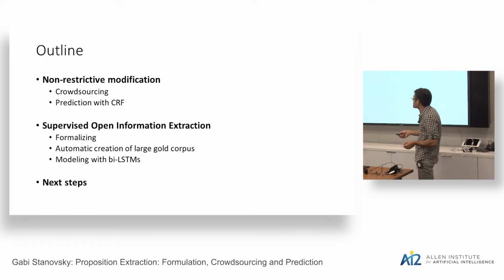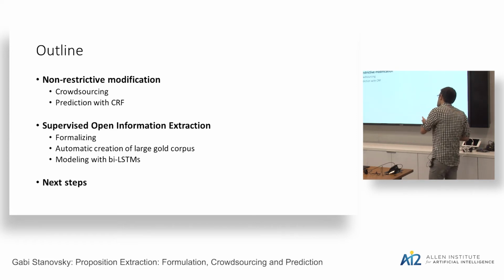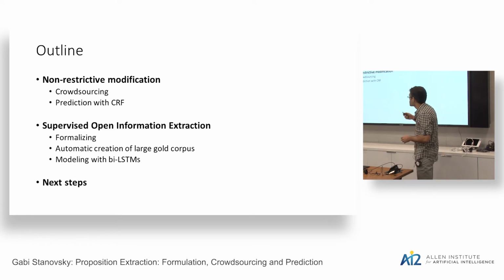Right, so the outline of my talk would try to exemplify two research projects that I carried out during my PhD, which I think exemplify this cross-section of proposition extraction. So we'll begin with non-restrictive modification, and I think that we had a nice trick there for crowdsourcing that I mentioned before that I'm interested in. And then once we get this annotated, I'll describe the prediction of non-restrictive modification through CRF and some linguistic features. That's the first project. The second project would be supervised information extraction. That's actually a work in progress that I'm still working on.